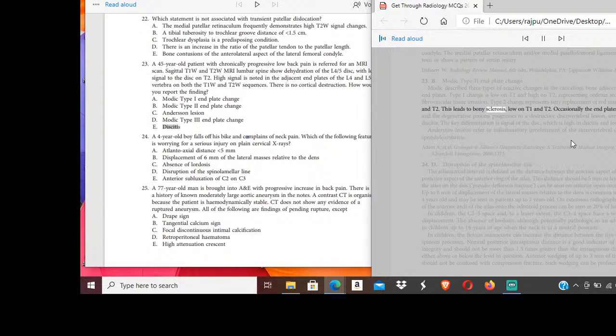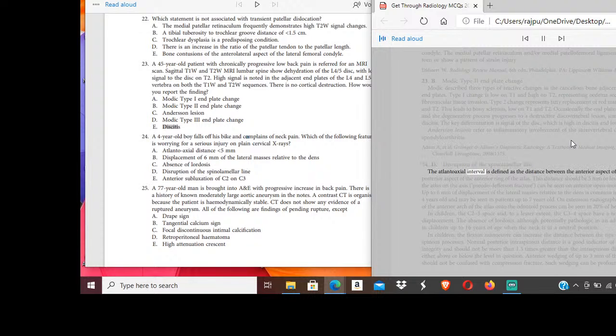This leads to bony sclerosis, low on T1 and T2. Occasionally the end plates become irregular and the degenerative process progresses to a destructive discovertebral lesion, simulating infective discitis. The key differentiation is signal of the disc, which is high in discitis and low in degeneration. Andersson lesions refer to inflammatory involvement of the intervertebral discs by spondyloarthritis. Adam A. et al. Grainger and Allison's Diagnostic Radiology, a textbook of medical imaging, 5th ed. New York, Churchill Livingstone, 2008:1375. 24. D. Disruption of the spinolaminar line.